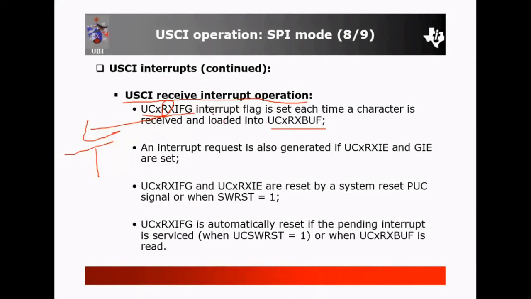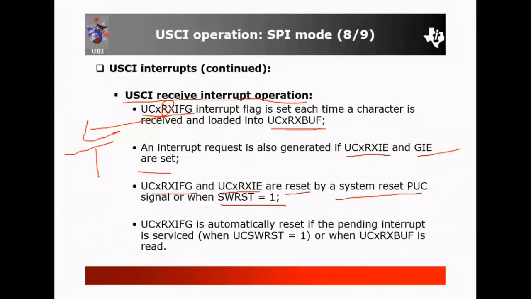So when the interrupt flag is set, each time a character is received and loaded in the UCxRXBUF buffer, an interrupt request is also generated if UCxRXIE and GIE are set. These lines are common in both cases. So UCxRXIFG and UCxRXIE are reset by the system reset PUC signal or when SWRST equals 1.